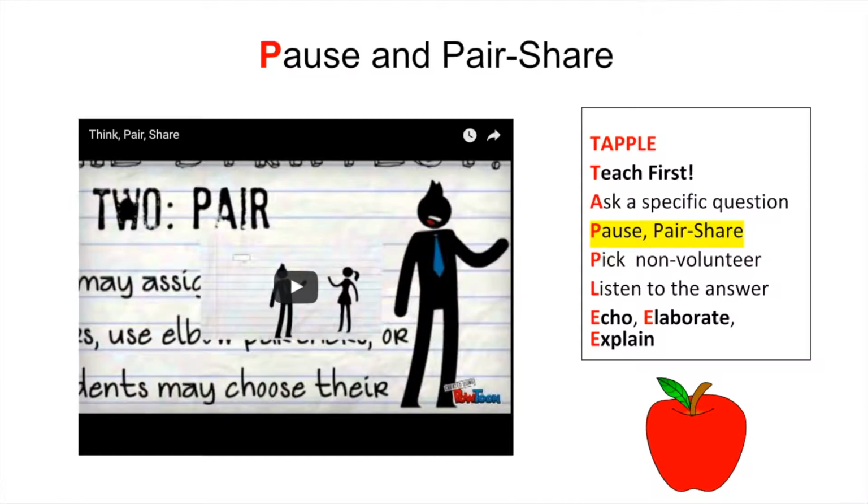Pair. Students are then given time to share with another student and also listen. They are able to deepen the understanding and form more clarity. This also allows all students the opportunity to answer every question.